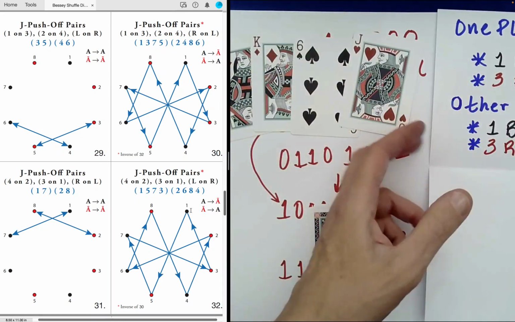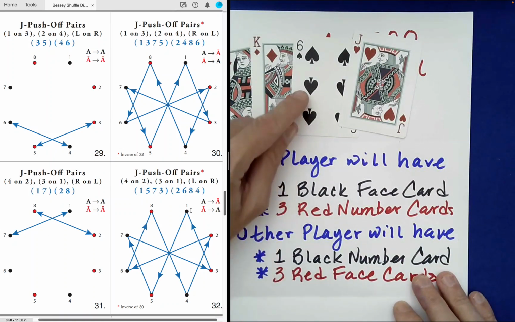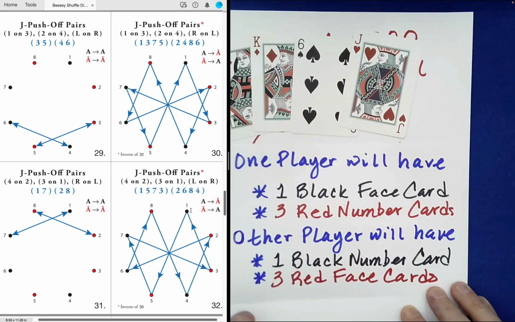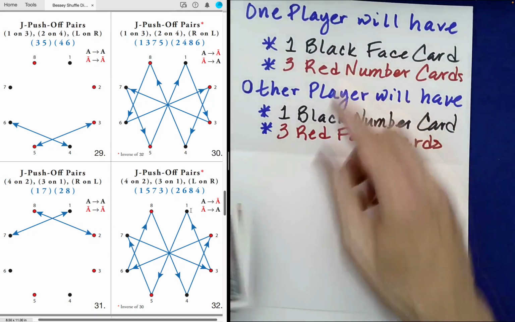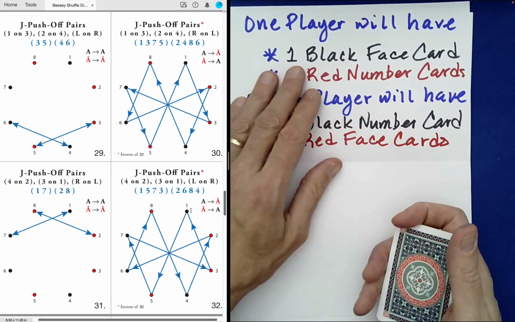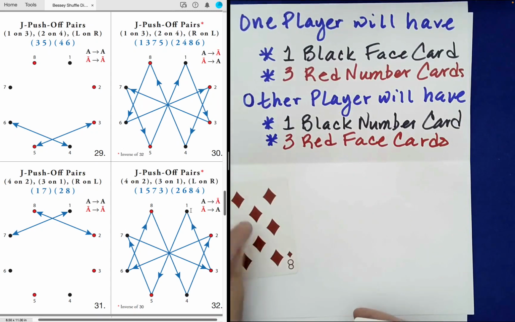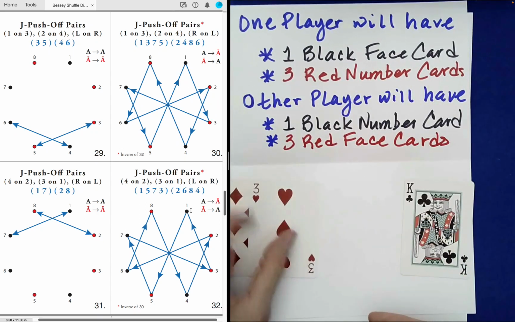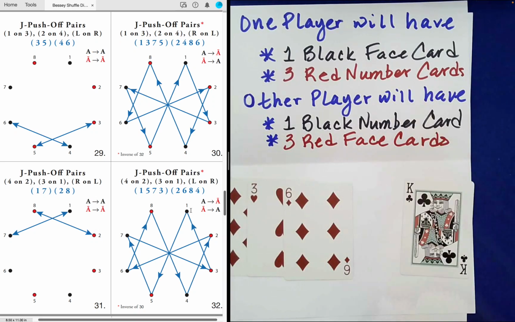Oh wow, check that out. Does that match here? So I have 1 black number card, that's true, and 3 red face cards. How in the world did we do that? And so what does that leave here for me? Well, it better be the case that I received 1 black face card and 3 number cards. There's a red number card. There's a black face card. There's a second red number card and a third red number card.